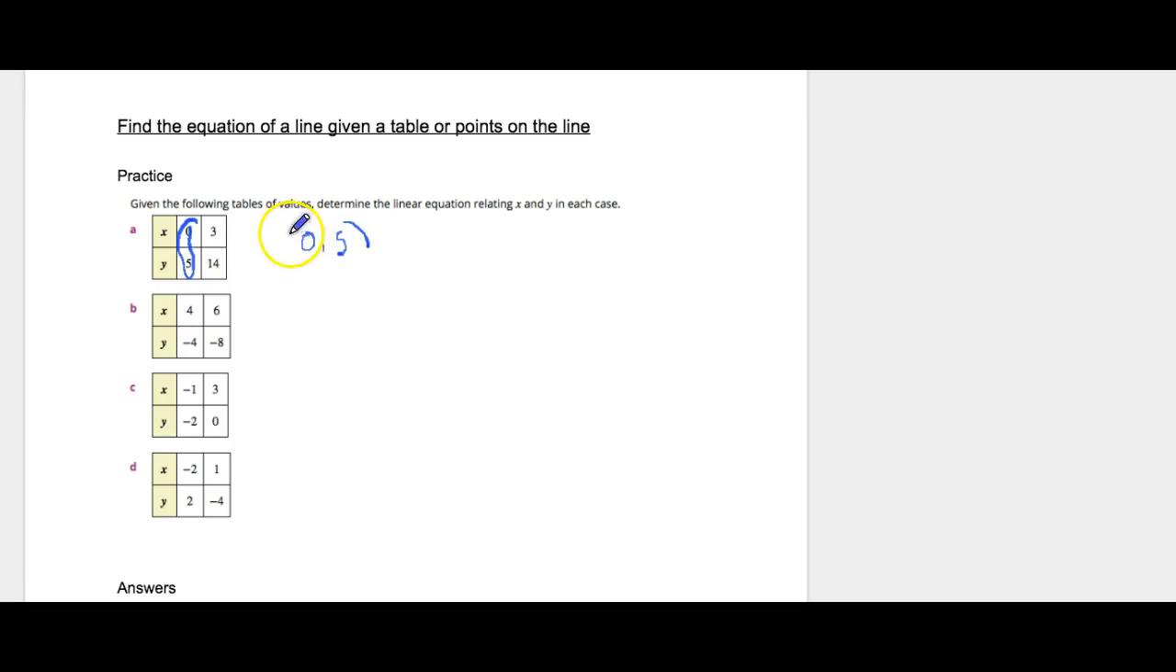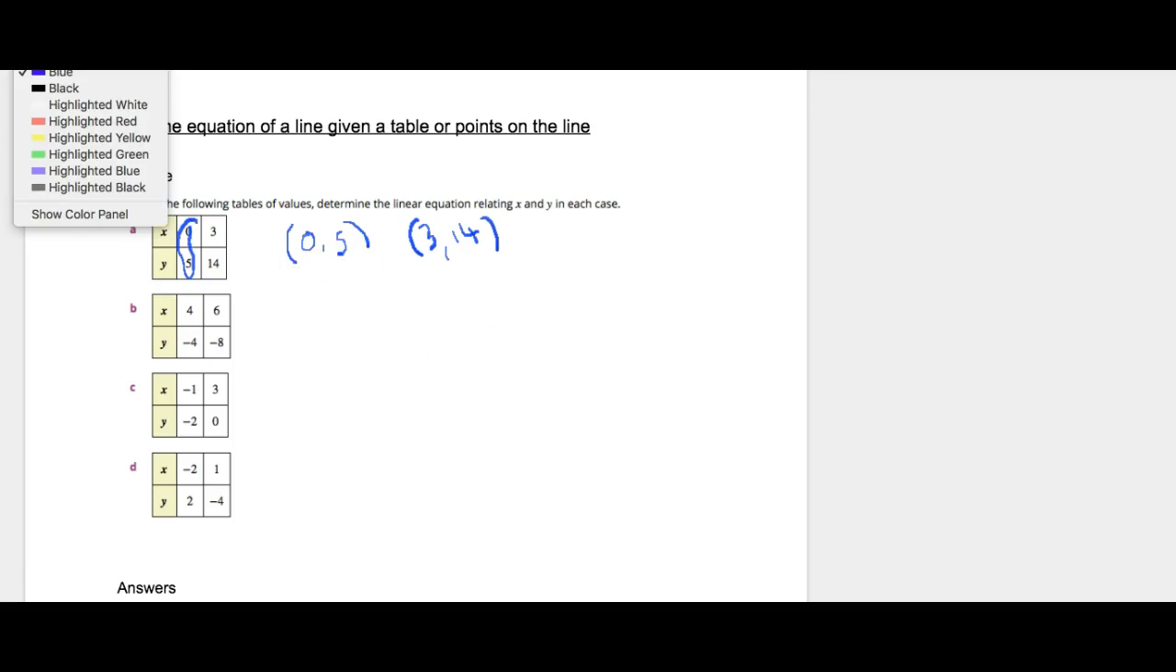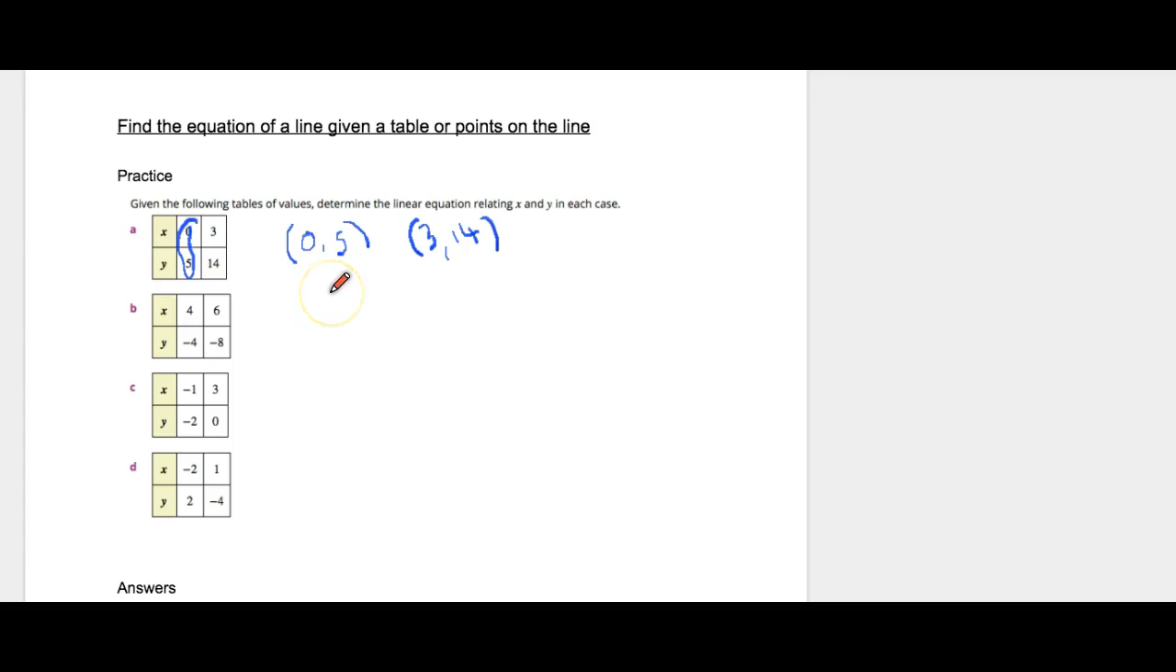The way we read that table is that when x equals 0, y equals 5, and your other point is 3, 14. Now you can have a table of values that can go forever, but you only need 2 points. So we're just limited to 2 here, which is fine. If you had a larger table, then you would just choose 2 points, okay, because you don't need any more than them.